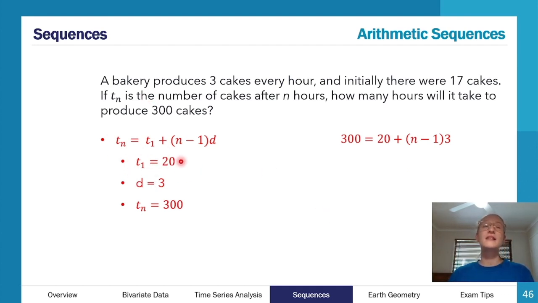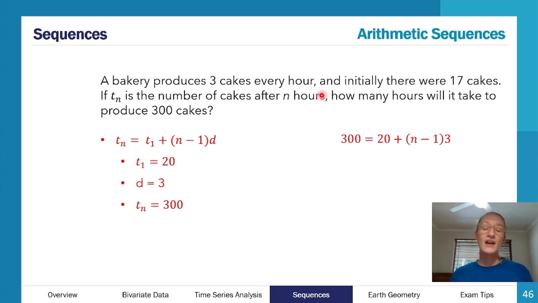This might seem a little bit counterintuitive, but the interesting thing is, here's where n is defined. If Tn is the number of cakes after n hours, how many hours will it take to produce 300 cakes? But this is really interesting. There were 17 cakes initially. So I had 17 cakes at the start when 0 time had passed. No time has passed, but we still have 17 cakes. But Tn is the number of cakes after n hours.